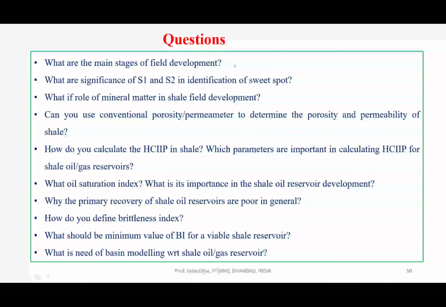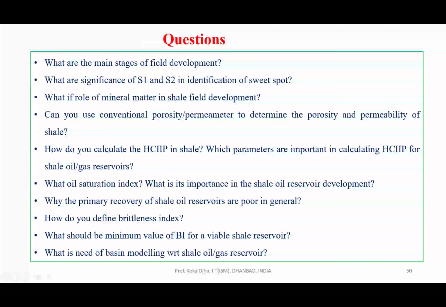What are the main stages of field development? We start the development plan from exploration. We need to have the data. Exploration, appraisal, development. This is the life cycle. In the field development stage, what do we do? Exploration, we collect the data, then evaluation, and then planning, and economic analysis, techno-economical analysis. These are the stages.